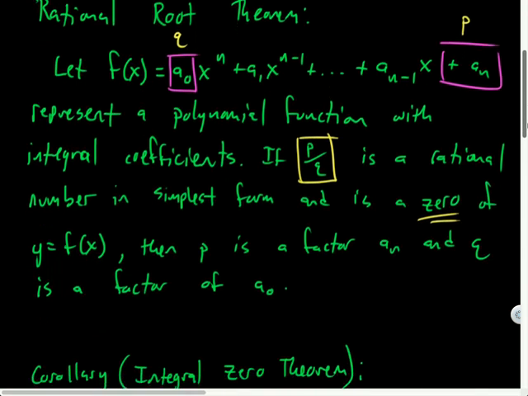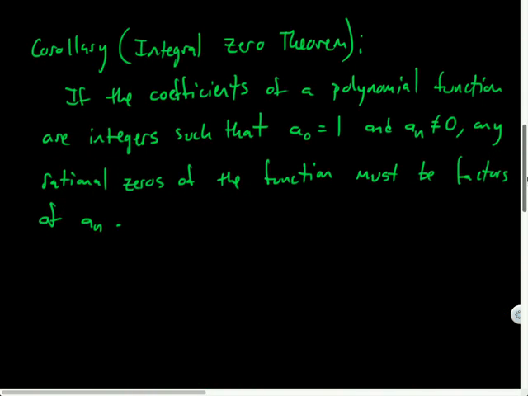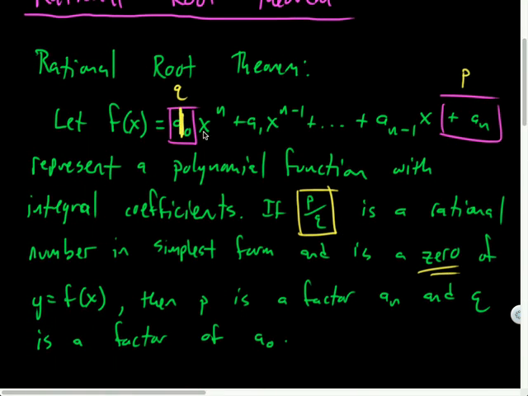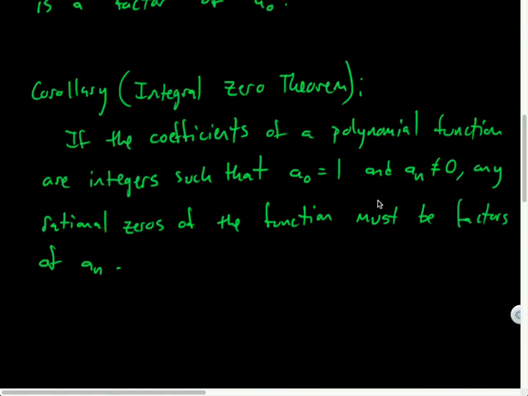Now, it turns out the rational root theorem also has a corollary, referred to as the integral zero theorem. And it says if the coefficients of the function are integers such that a sub 0 equals 1, so if my leading coefficient's 1, and if a sub n is not 0, then any rational zeros of the function must be factors of a sub n. Basically, they're not saying anything that impressive. If this was a 1, then p over q would have just been the factors of a sub n over 1. And it's like, thanks for the really insightful thing you gave us there, corollary.